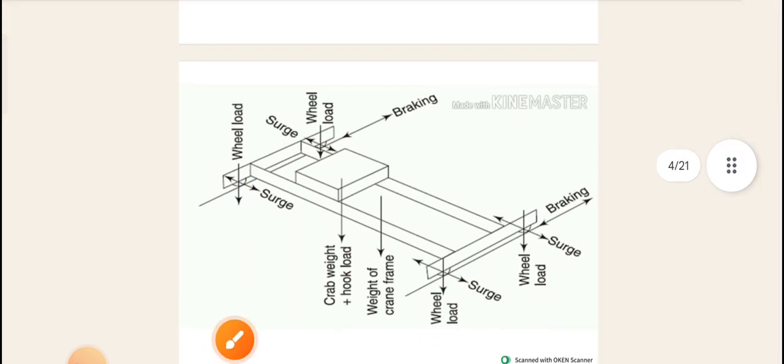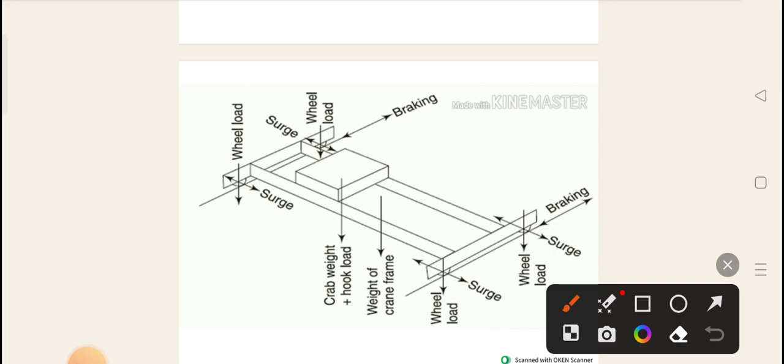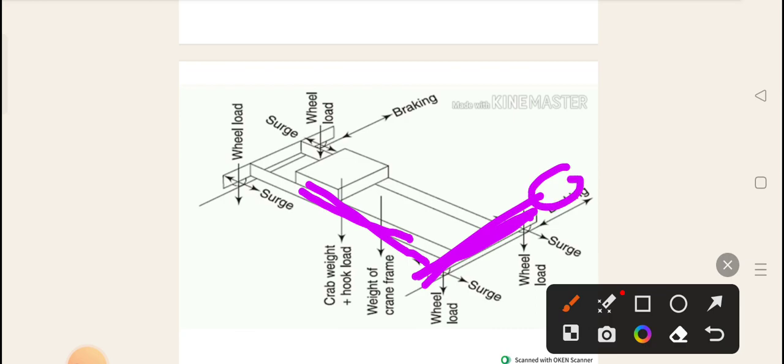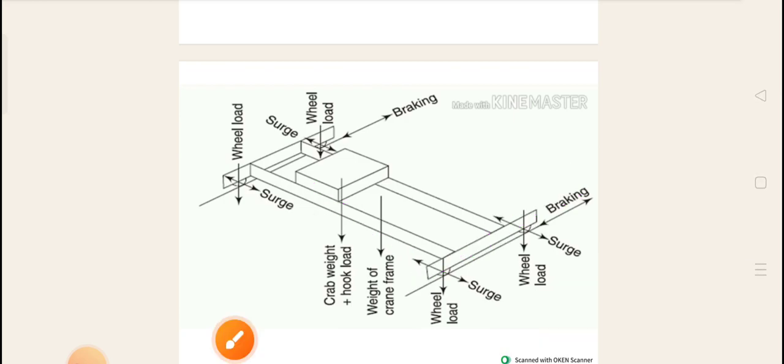Next thing, if you understand this, due to the movement of this crab or trolley along this direction, some force is going to be experienced by this gantry girder. That is called surge force. Due to the movement of this crab, some force is experienced, and that is called surge force. And again, due to the movement along this direction and the application of the brake, the force that is experienced is called brake load. These are the things you should remember.